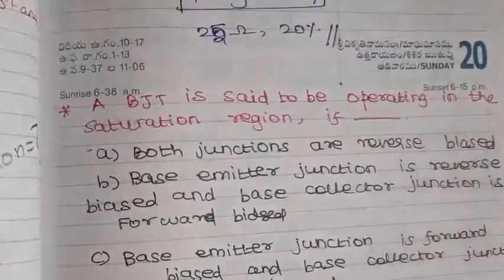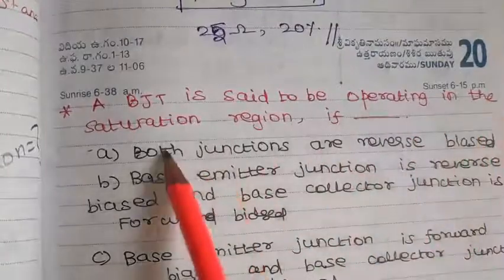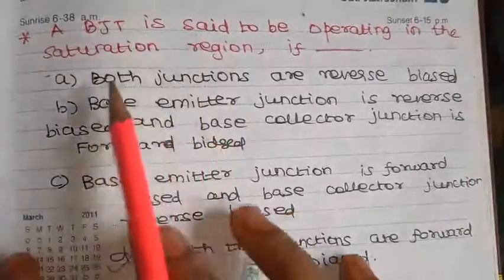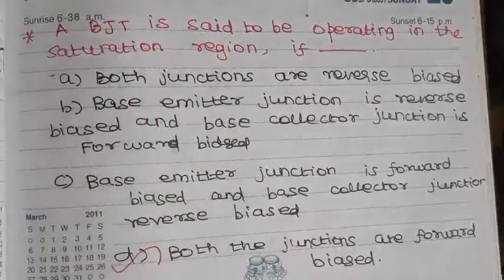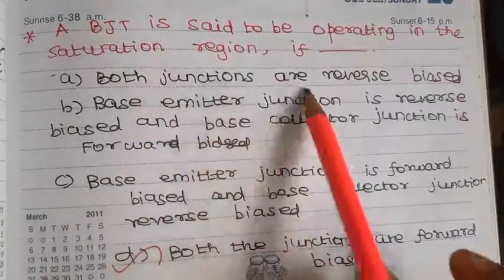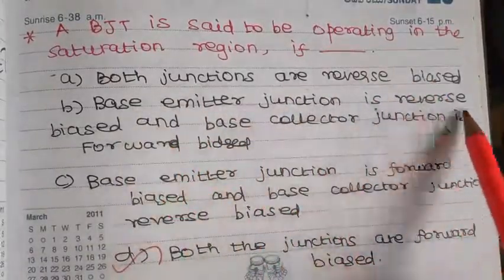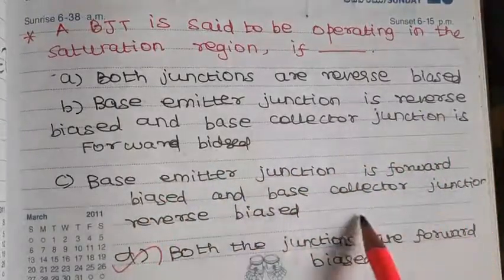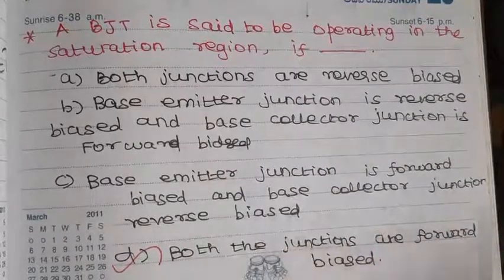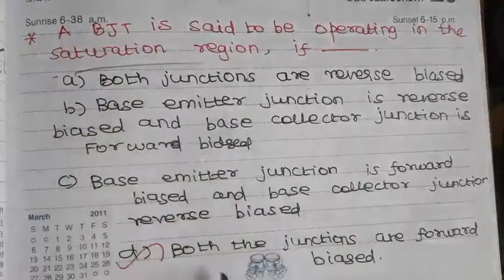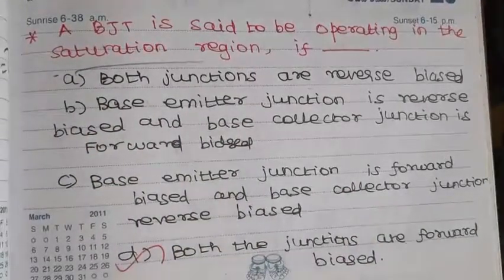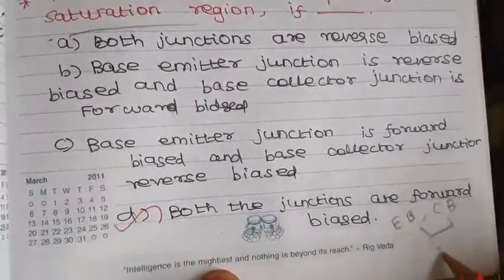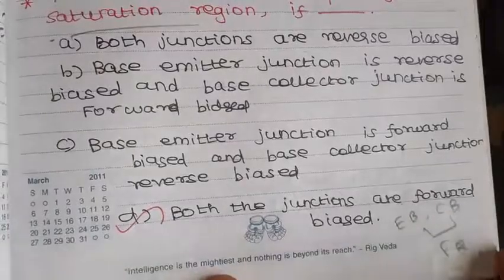Then, a BJT is said to be operating in the saturation region if... If it operates in the saturation region, we are going to find out the junction biasing. Option A: both junctions are reverse bias. Option B: base emitter junction is reverse bias and base collector junction is forward bias. Option C: base emitter junction is forward bias and base collector junction is reverse bias. Option D: both junctions are forward bias. So if it is the saturation region, both junctions are forward bias. What are the two junctions? Emitter base junction and collector base junction. Both are forward bias for the saturation region. So option D is the right option.